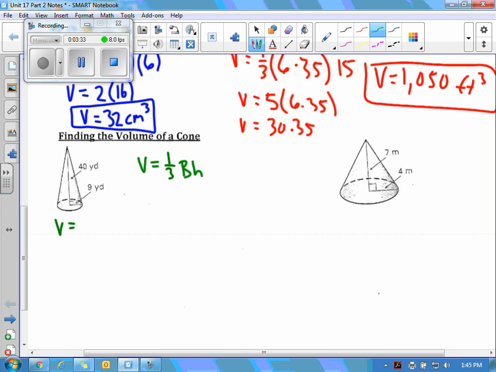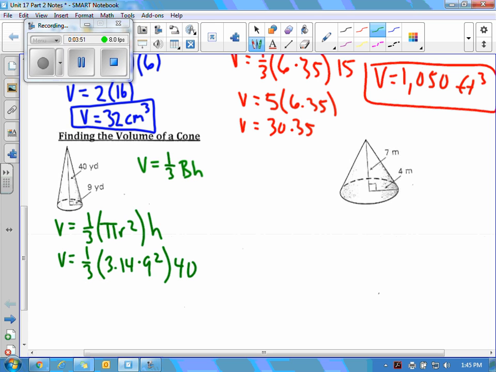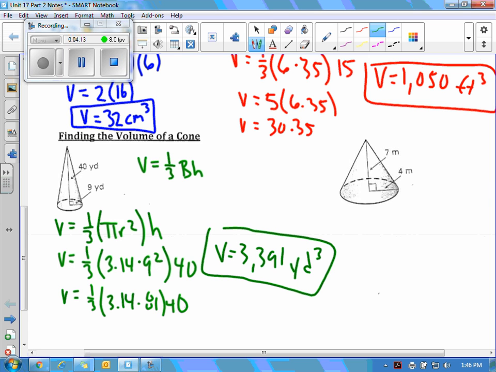So for our first one, we're going to do 1/3. To find the area of a circle, it's pi r squared. And then we're going to multiply by the height of the cone. So in this case, that's 1/3 times 3.14 times r squared, so that's 9 squared, and then times our height of 40. So volume equals 1/3 times 3.14 times 81, because that's 9 squared, times 40. You can plug all of that into your calculator, or when you're doing times 1/3, you're really dividing by 3. But whichever way you decide to do it, you'll wind up with 3,391 yards cubed in volume, so it's cubed.